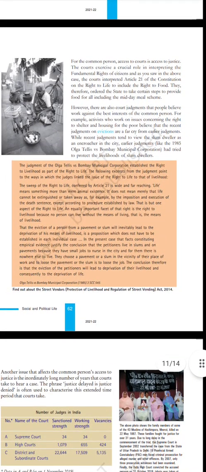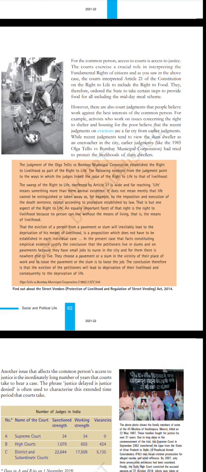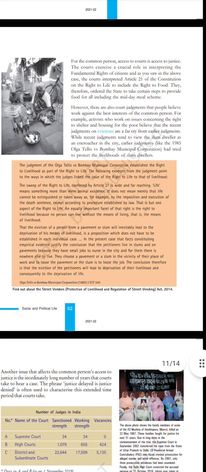For the common person, access to courts is access to justice. The courts exercise a crucial role in interpreting the fundamental rights of citizens, and as you saw in the above case, the courts interpreted Article 21 of the Constitution on the right to life to include the right to food. They therefore ordered the state to take certain steps to provide food for all, including the midday meal scheme.